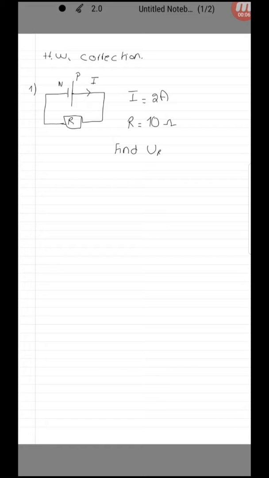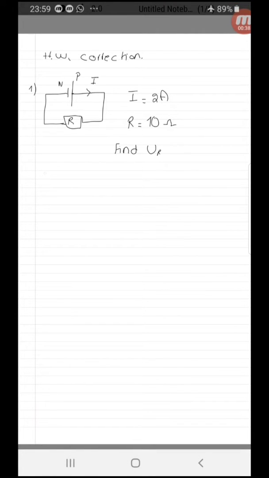Number 1, I have a circuit with a battery and a resistor with the current I equal to 2 amperes and the resistance of the resistor is 10 ohms. And I need to find UR, which is the voltage across the resistor. Now, since I have the resistance and the current that passes by the resistor, which is 2 amperes, I can apply Ohm's law to find the voltage.